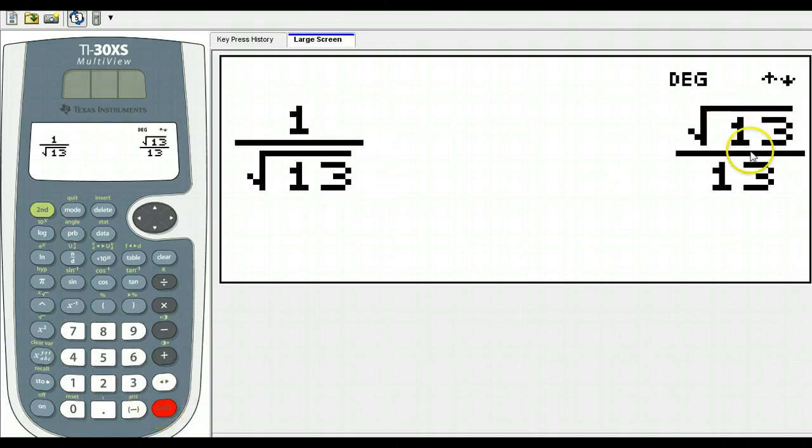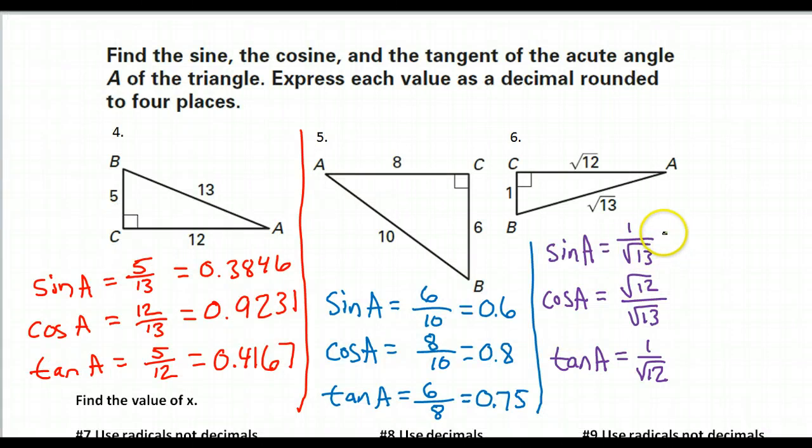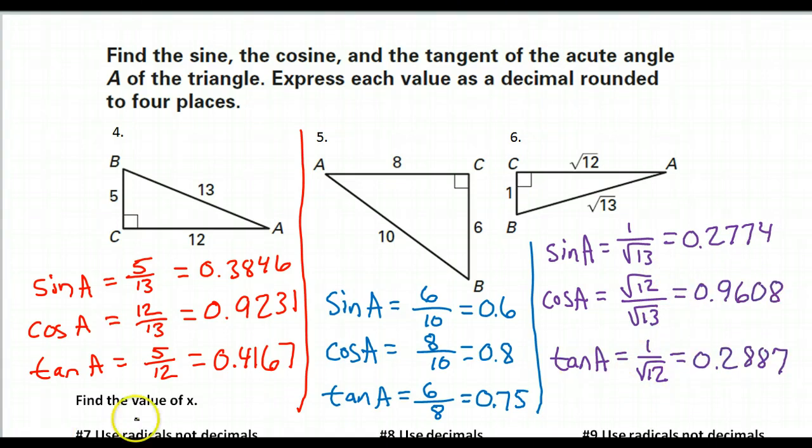Okay, that's radical 13 over 13, by the way. But that is 0.2774. Okay, so I'm just going to do the same thing for the other 2 off camera. Okay, so here are the decimal forms of these answers. So again, these are the final answers.